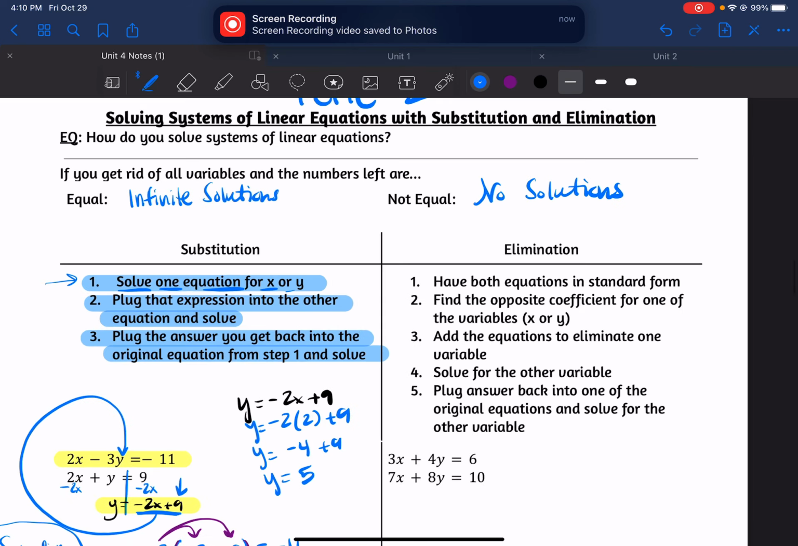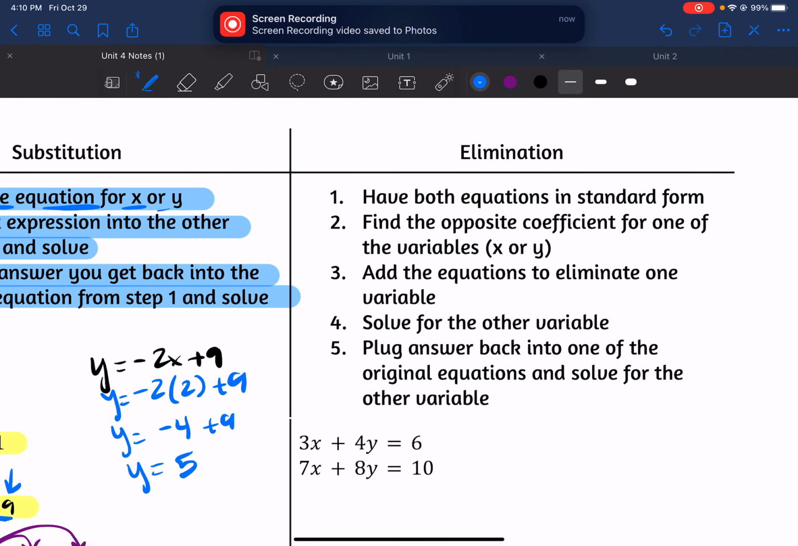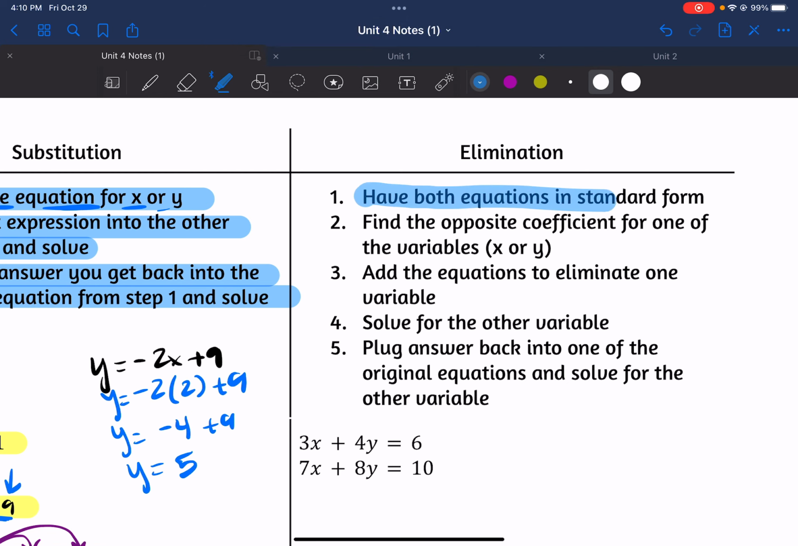All right, so this is elimination method. Here's how we do elimination. So we have both equations in standard form. Then we find the opposite coefficient of one of the variables, x or y. And then we need to add equations to eliminate the variable. All right, so let's just go ahead and get into it.